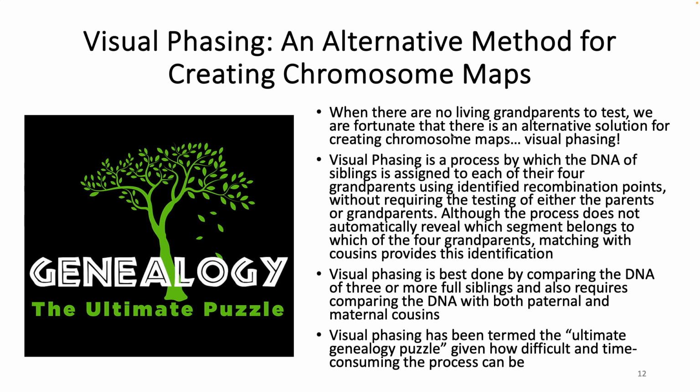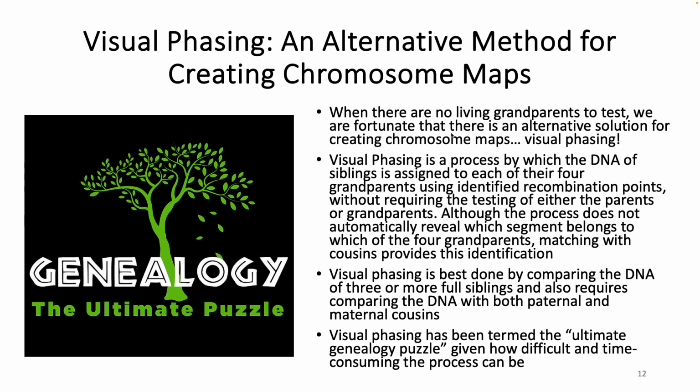And it also requires having DNA from both known paternal and known maternal cousins. Visual phasing has been termed the ultimate genealogy puzzle, given how difficult and time-consuming the process can be. So I'm not going to sugarcoat it, especially the first time that you do this analysis. It can be cumbersome. Fortunately, there are some very helpful tools that make it easier. Once you get the hang of it, it isn't as difficult as you think.